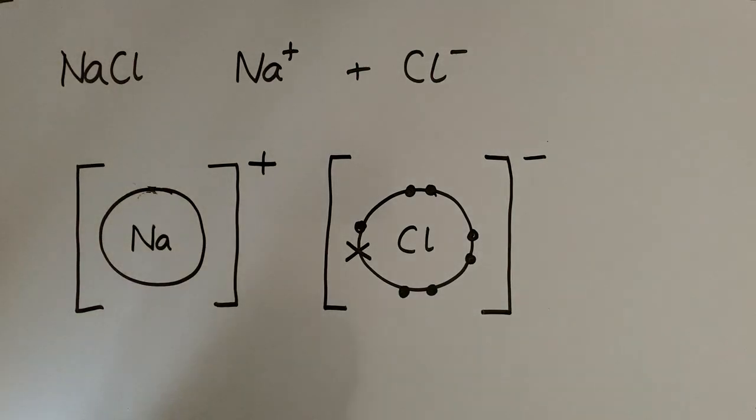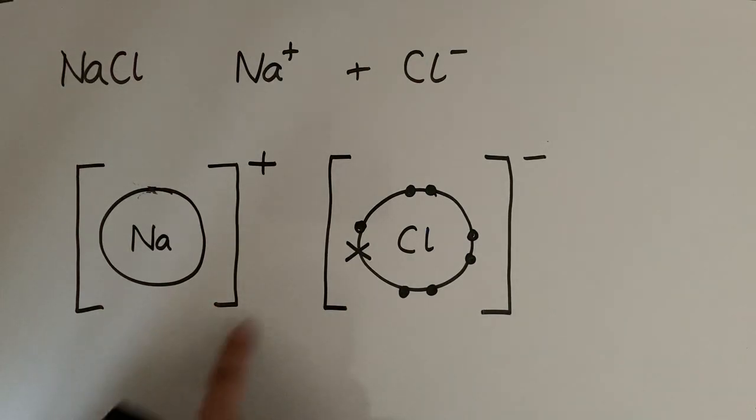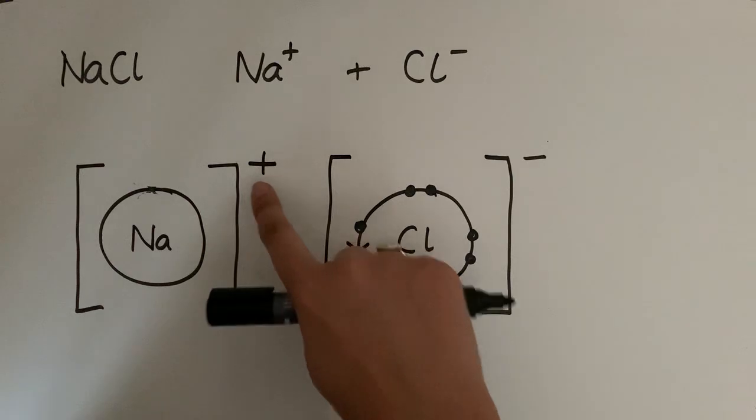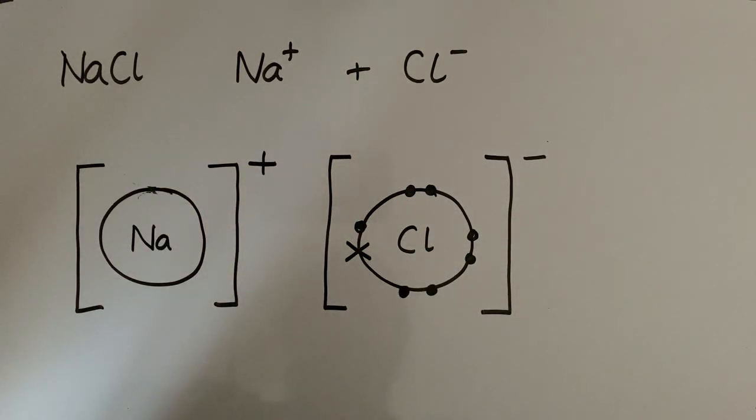So whenever you are drawing the dot and cross diagram for an ionic compound, you must have a transfer of electrons. Something will have gained electrons, something will have lost electrons. Because you have formed ions, you need to have square brackets around those ions and the charges for those ions in the top right corner. So that's a dot and cross diagram for sodium chloride.